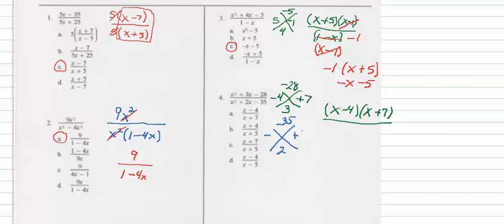So how about a 7 times a 5? That's 35. And I add them together, I get positive 2. So now I have x minus 5 and an x plus 7. These two will cancel. I have x minus 4 at the top and an x minus 5 at the bottom. So I'm going to look at my answer choices, and it looks like it's letter D.